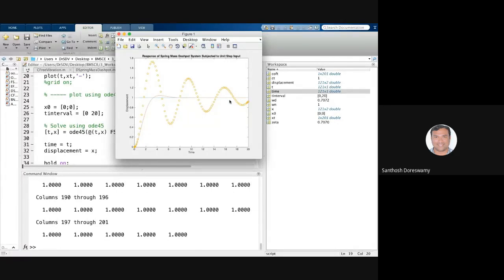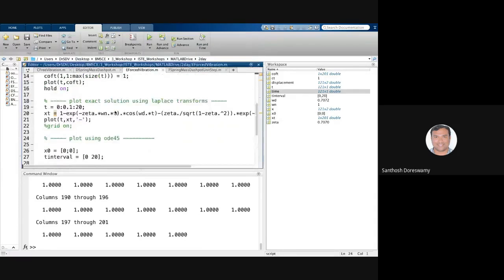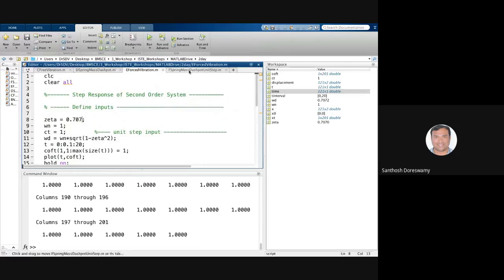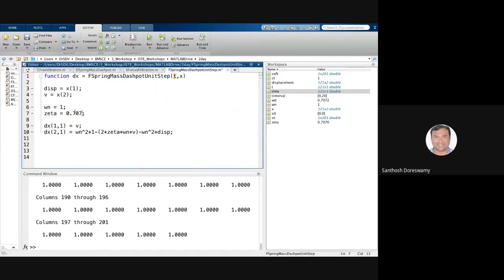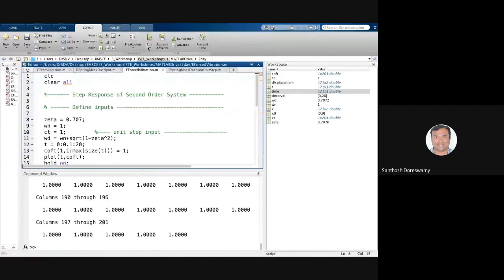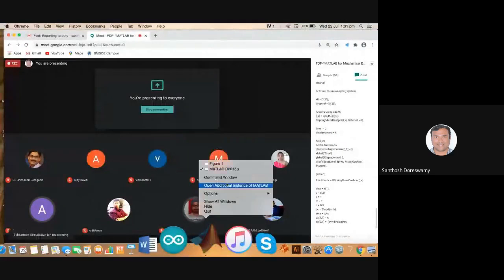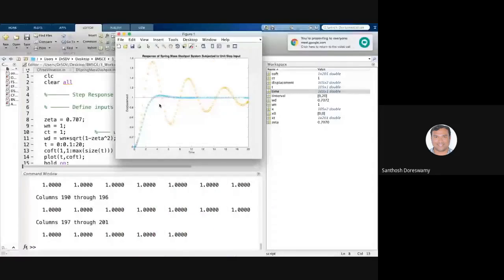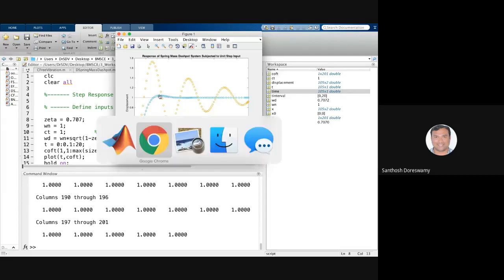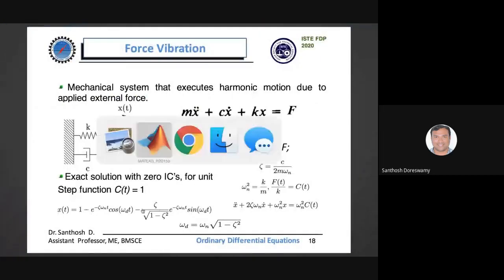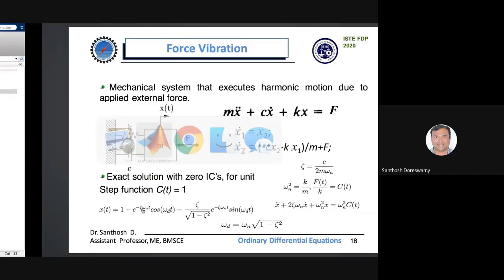So if a unit step is given to the system with a certain value of zeta, the value of zeta that I've set here is 0.707. Suppose I give it as 0.707 here and rerun the code, you will see that this is the response that you got. The ODE 45 solver did solve the equation, and the data points of ODE 45 sit right on the exact solution that you saw in the previous slide. So this is the exact solution, and this is the plot that I have here.